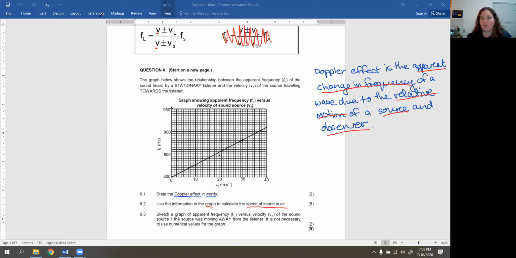Okay, so I'm going to quickly erase everything and I'll carry on working it out now. Well, you're not going to erase everything. You try and work out how you'd get the speed of sound in air from the graph.